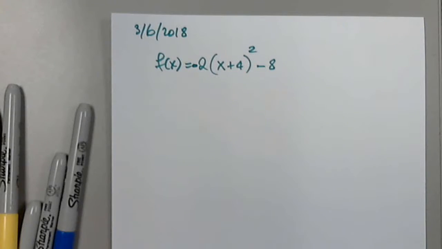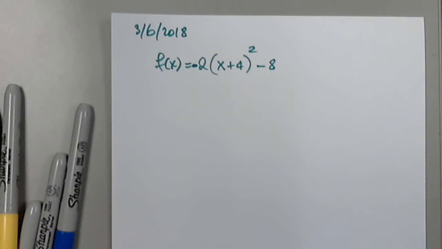Now, the negative 2 in front is 2 transformations. First let's stretch by a factor of 2. Then what do I do? Reflect. Good. And then? Vertical. And then what do I do? Down 8. Can anyone give us the vertex?